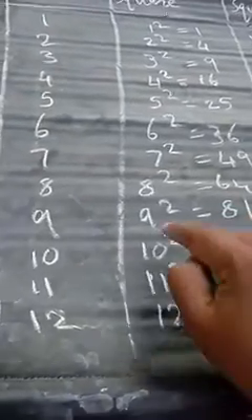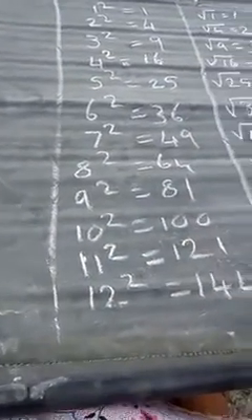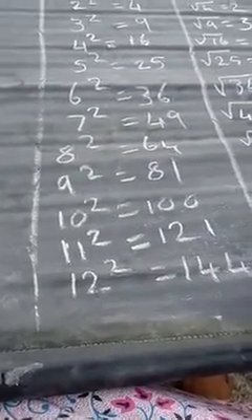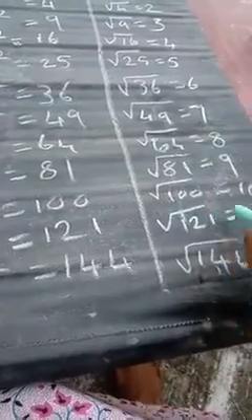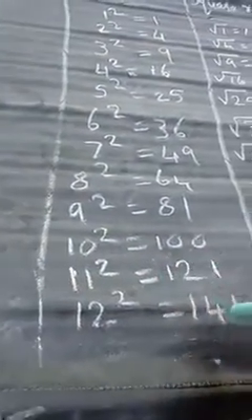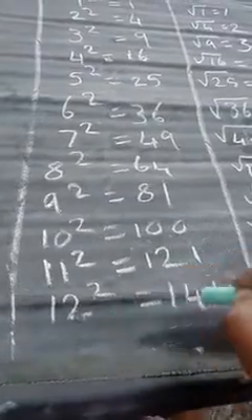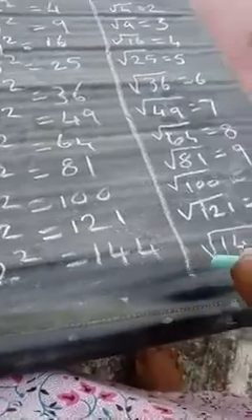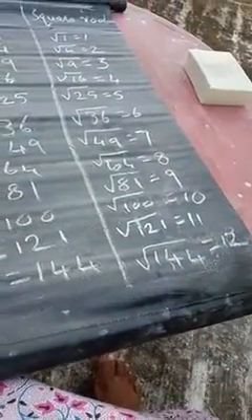And 11, you know, 11 square. What is 11 square? 11 into 11 is 121. Now square root of 121 is 11. And 12. What is the square of 12? 12 into 12, 144. And root 144 is 12.